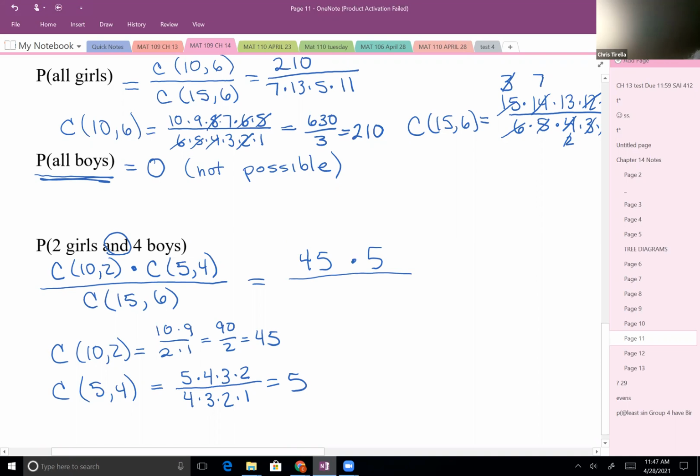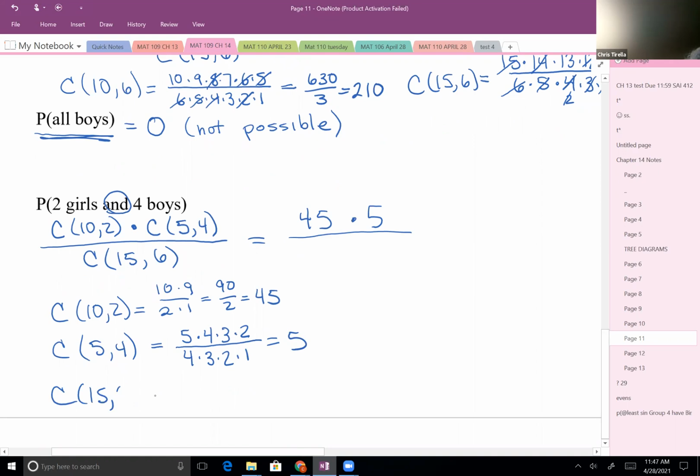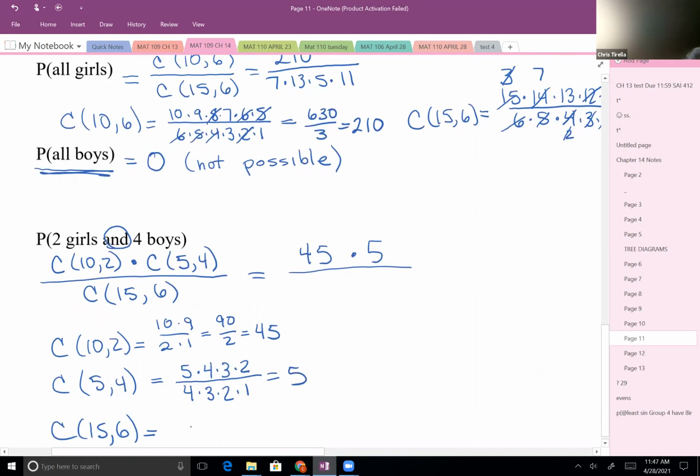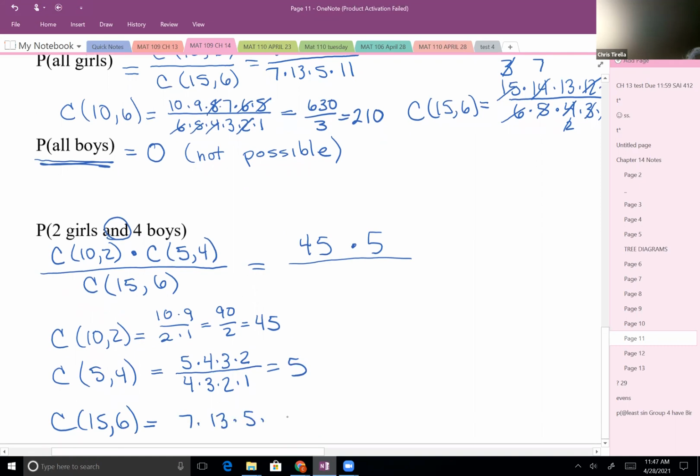And the denominator, the combination 15, 6, we already found to be, what did we say it would be? 7 times 13 times 5 times 11. And I guess here the 5s can divide out. So we're left with 45 over whatever you get, taking 7 times 13 times 11. And so those permutations and combinations help us count the number of ways something is possible.